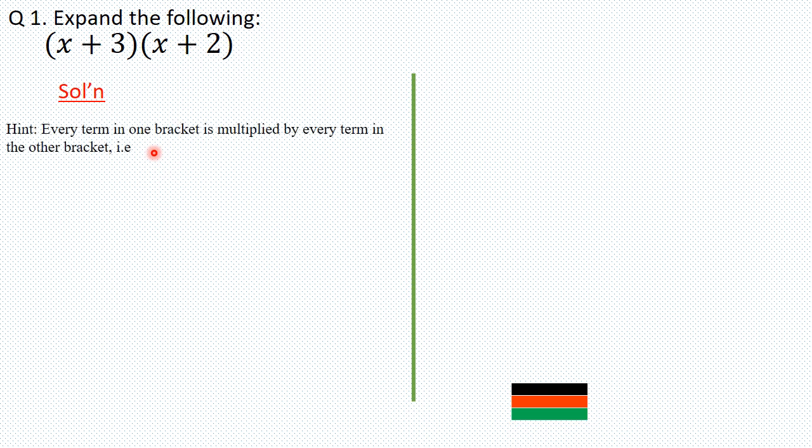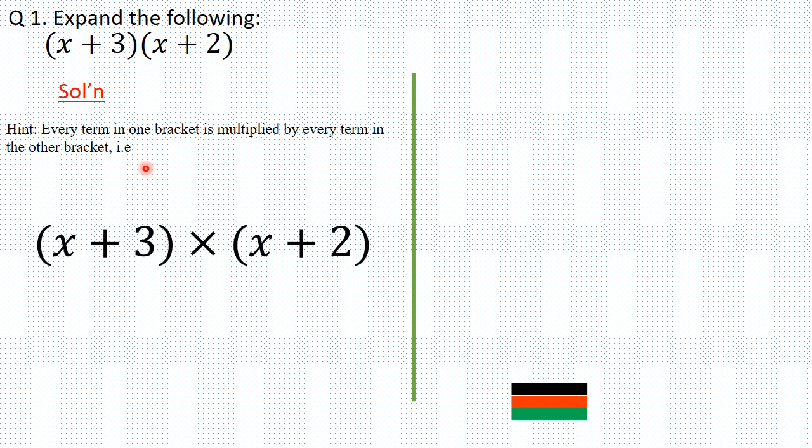Hint. Now the first thing we should always understand when we are doing this kind of question is that we need to multiply every term in one bracket with every term in the other bracket. Every term in one bracket is multiplied by every term in the other bracket. You can always devise a way of doing that, but I'm going to show you one of the easiest ways of approaching it.